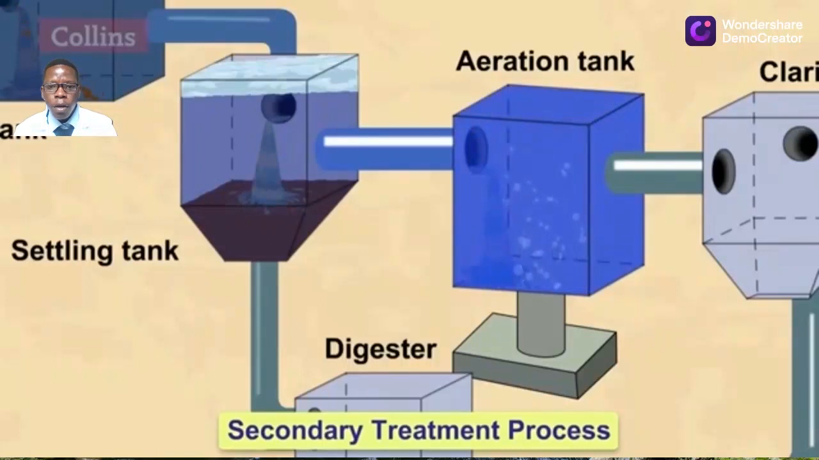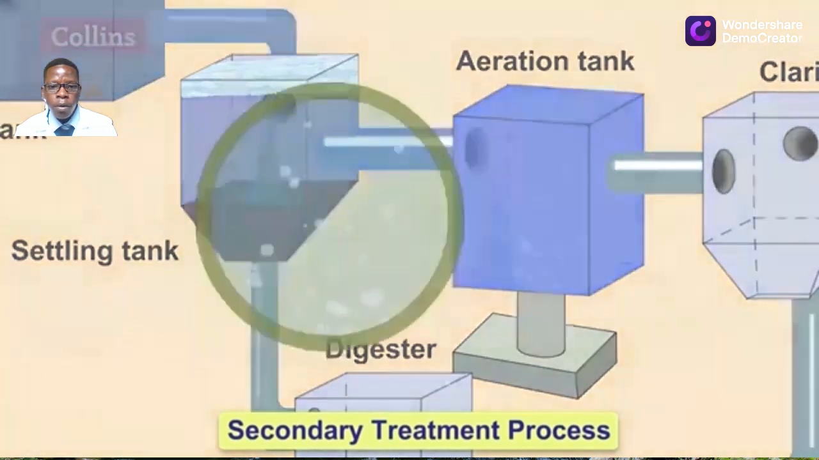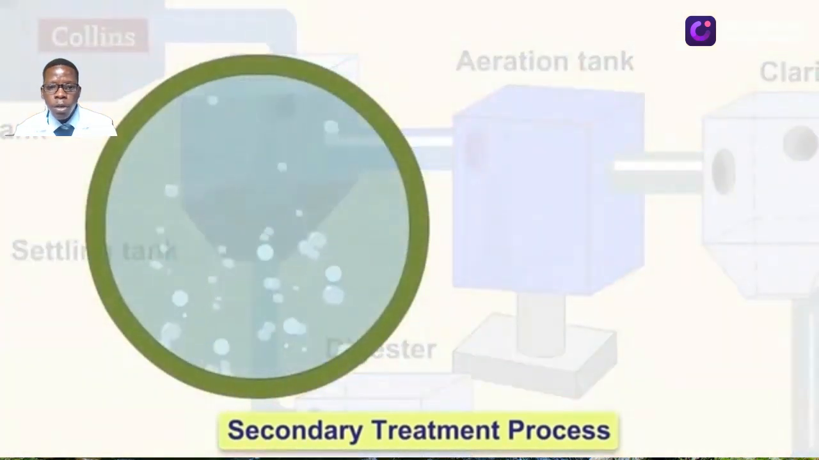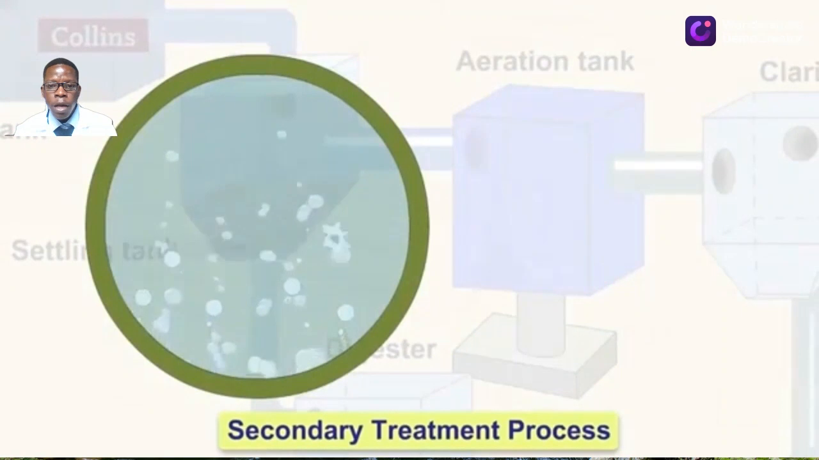So after we have formed our sludge and it has settled at the bottom, the rest of the water will be allowed to continue to the biological process under secondary treatment. In this biological process, the bacteria and the algae, microorganisms that come along with the organic matter, will help us in breaking down the organic matter. But they can only do that because they are aerobic, they require oxygen.